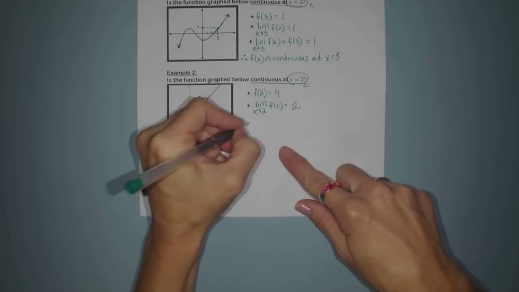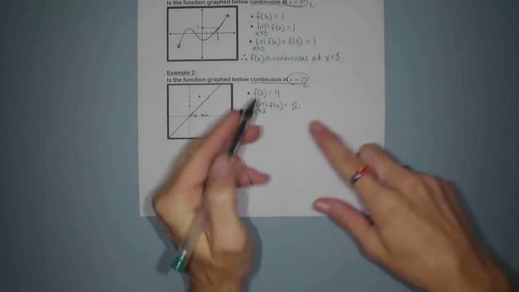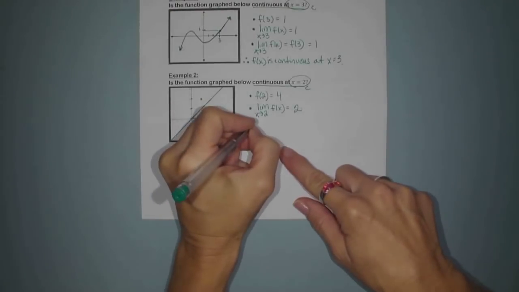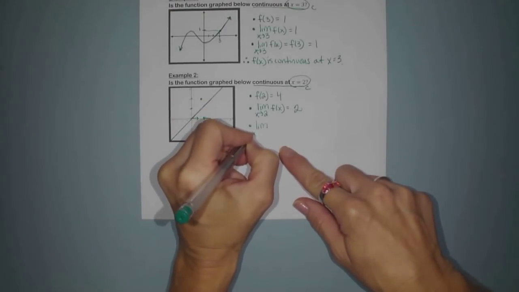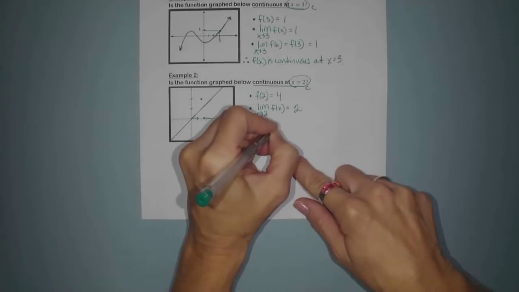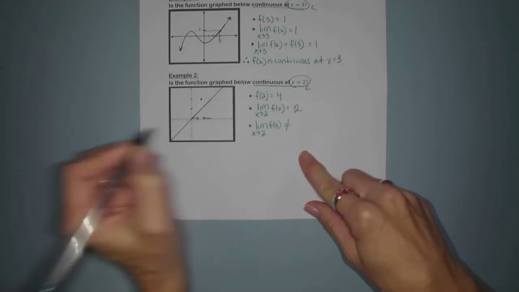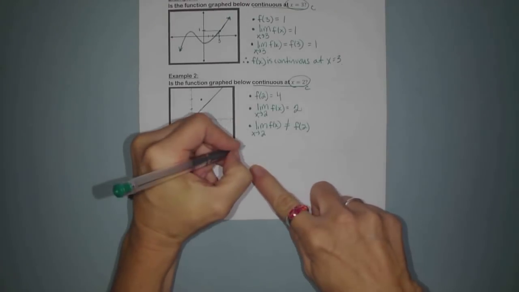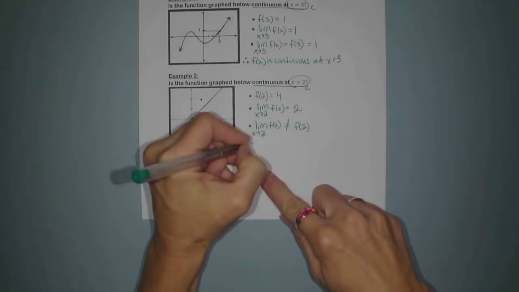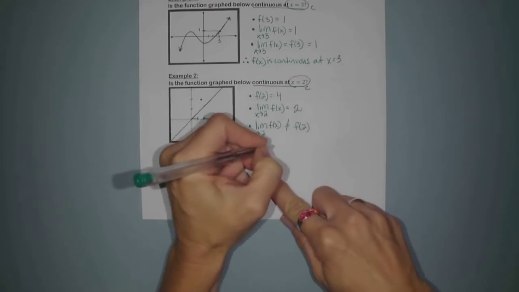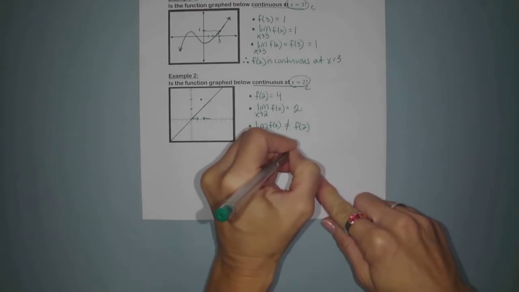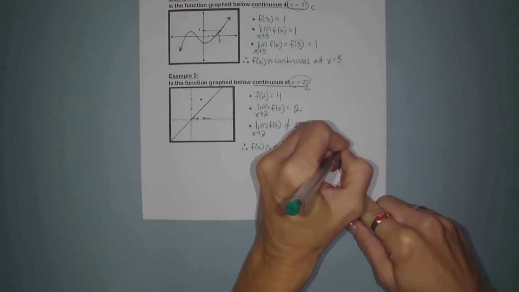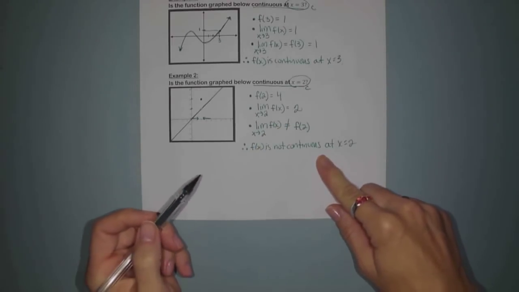Okay, last bullet. Do they equal each other? Well, you can see here they do not. 4 and 2 are not the same. So I'm going to say that the limit as x approaches 2 of f of x does not equal f of 2. And because step 3 fails in the definition, we state, therefore, f of x is not continuous at x equals 2. You can also say discontinuous.